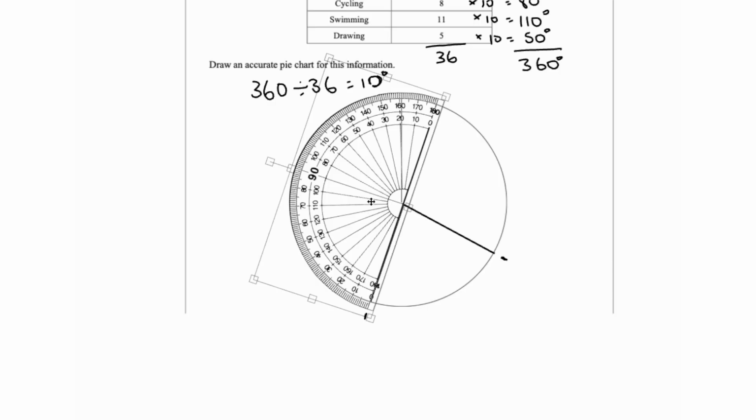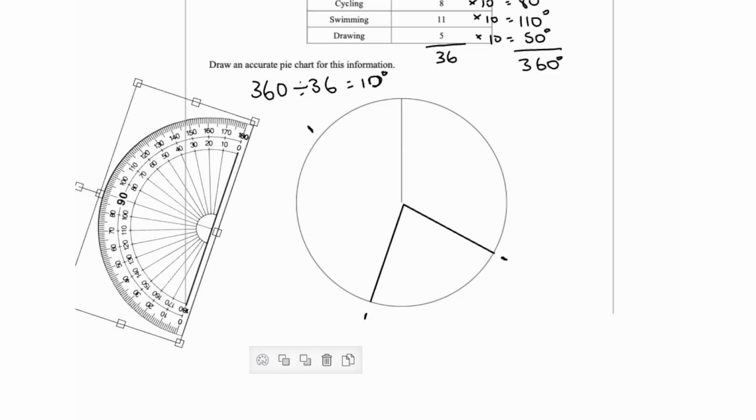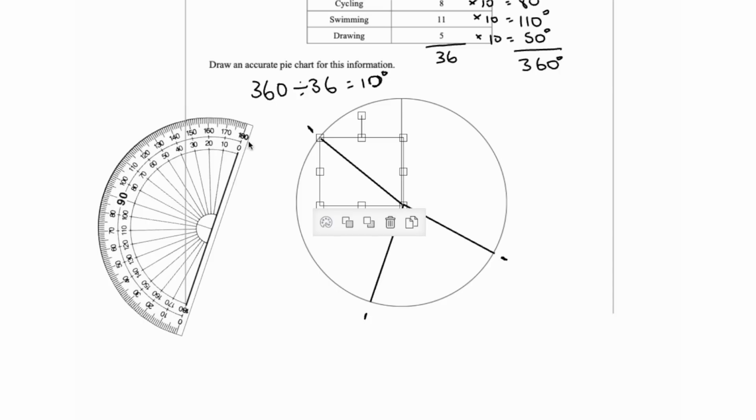And then we're going to measure round until we get to 110 degrees was the next section. So that's here. And then the last section is 50, and we can see, I think I've got 51, but we can see that that's okay for the last section as well. So move that out of the way, get your ruler, join it up, and then we need to just not forget to label those sections.